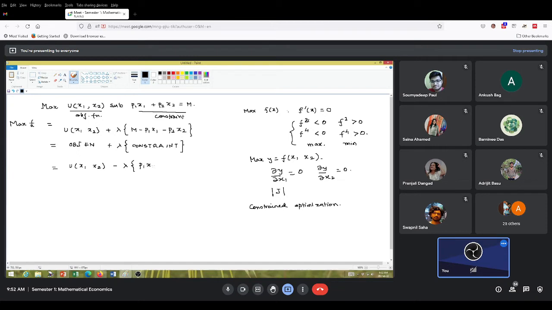In that case, I would have written it in this way. So both of them are right. But if I write it in this way, this is wrong. Or if I write it in this way, this is also wrong. Both of them are wrong.